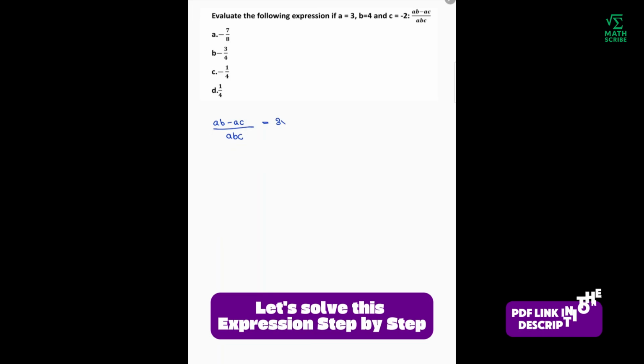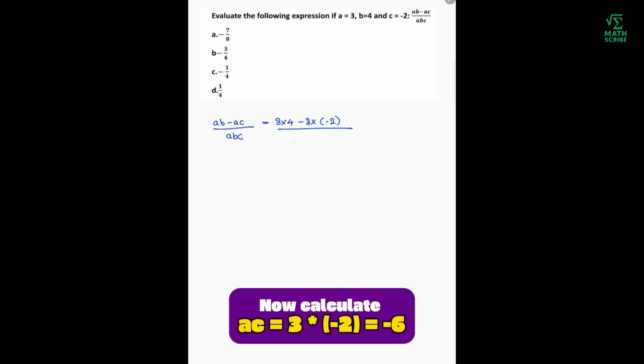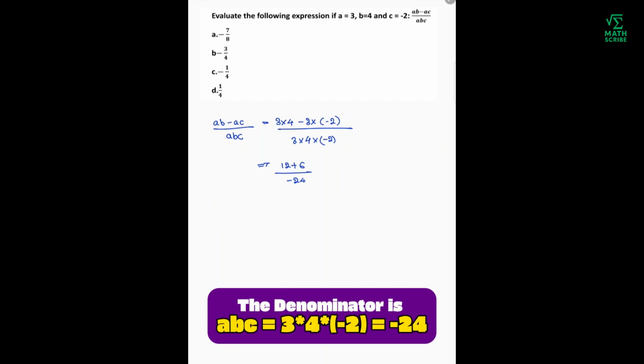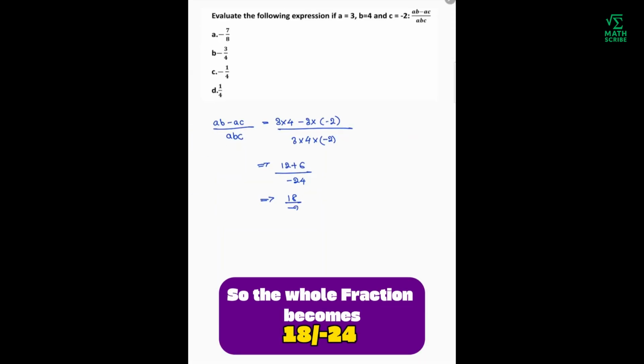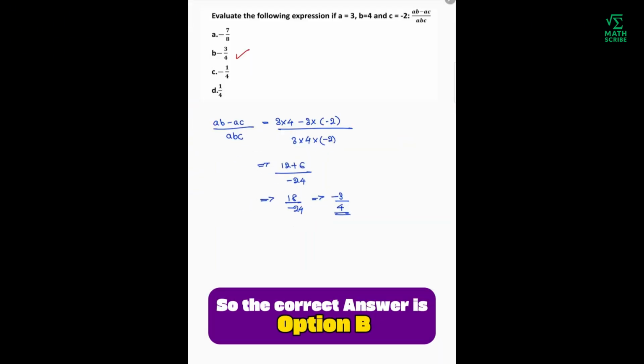Let's solve this expression step by step. First, calculate AB. That's 3 multiplied by 4 equals 12. Now calculate AC. 3 multiplied by minus 2 equals minus 6. So AB minus AC is 12 minus within brackets minus 6 equals 12 plus 6 equals 18. The denominator is ABC. 3 multiplied by 4 multiplied by minus 2 is minus 24. So the whole fraction becomes 18 divided by minus 24. That's minus 3 divided by 4. So the correct answer is option B.